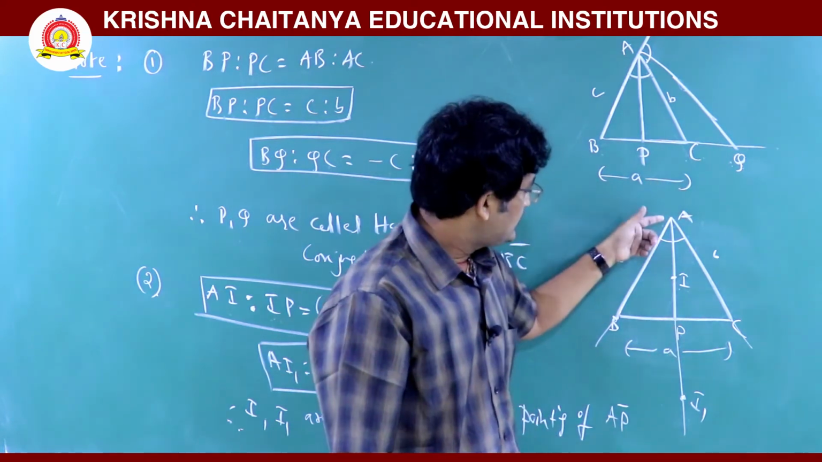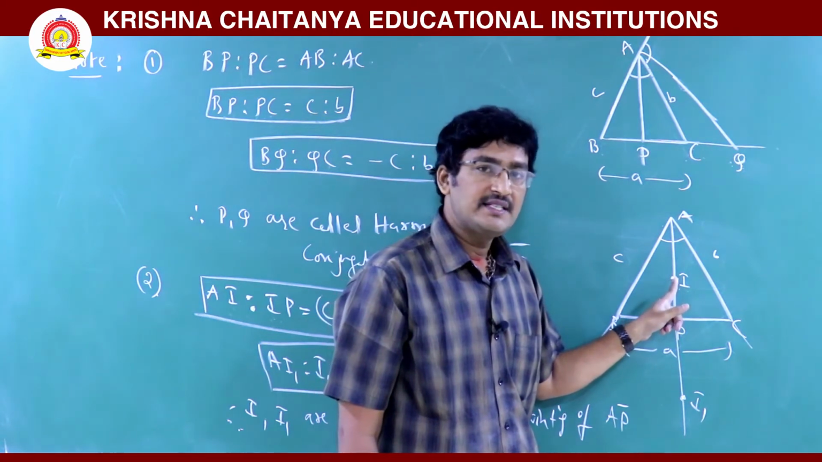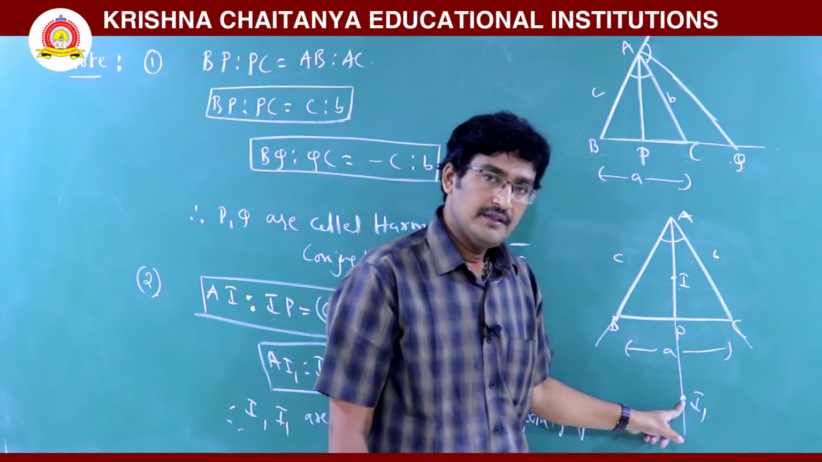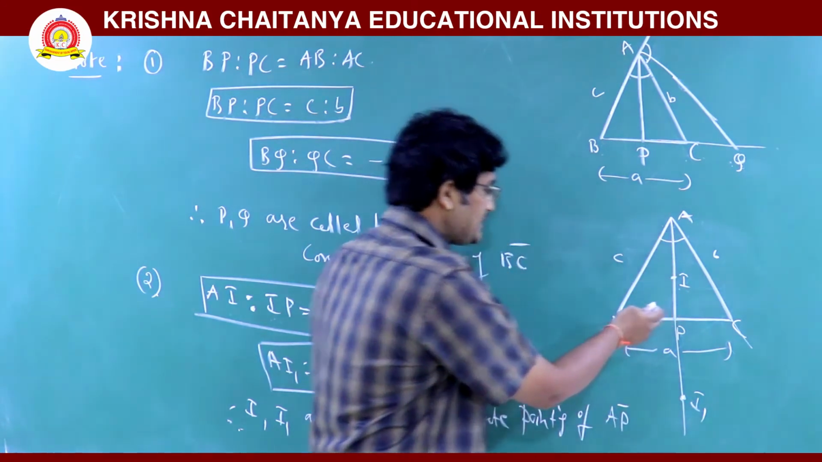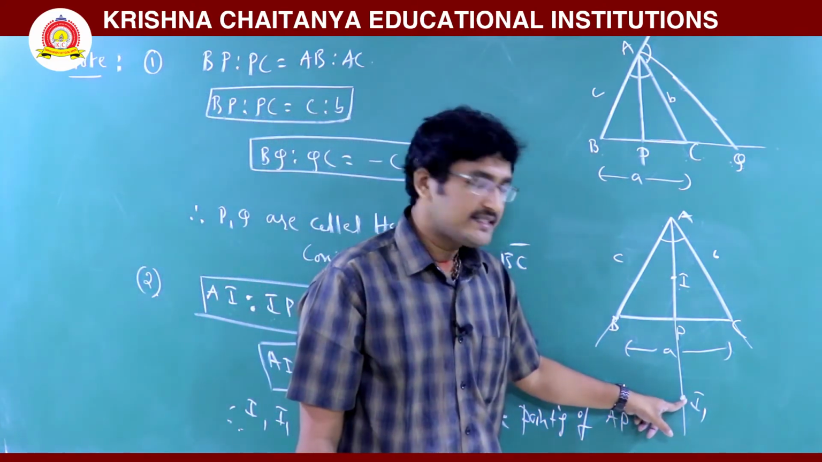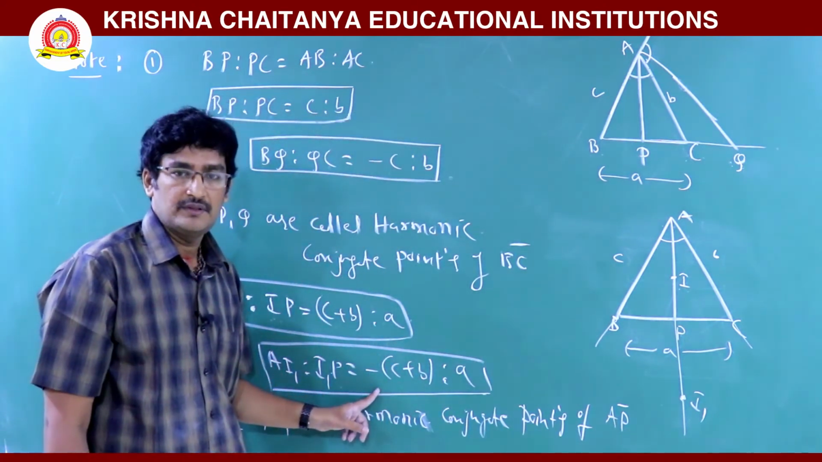But here this is the angular bisector, that one meets BC bar at P. I is located here, which is the incenter of triangle ABC. In the same line, I1 is located there. Suppose I1 be here, then if I divides AP bar in the ratio C plus B is to A, then automatically I1 divides the same AP bar in the ratio minus of C plus B is to A. You have to remember this one.